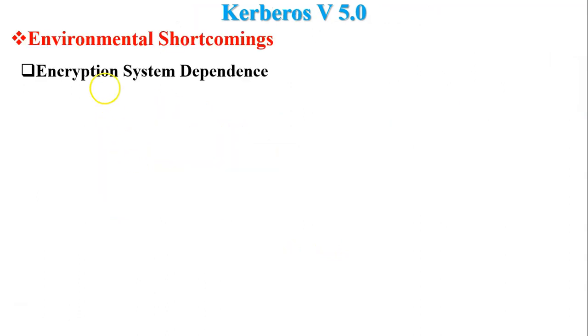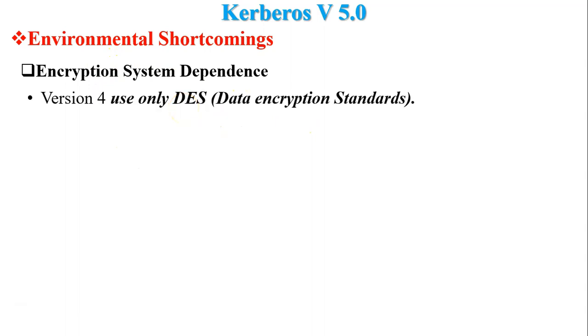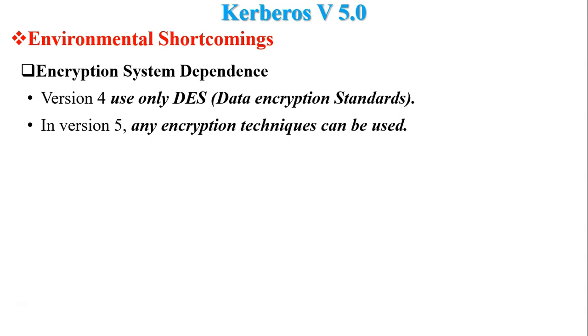The first limitation is encryption system dependence. Kerberos version 4 uses only the DES algorithm. When the DES algorithm was found, at that time it was a very strong algorithm. But nowadays there are many loopholes in the DES algorithm. So it is a limitation of version 4. In Kerberos version 5, any encryption technique can be used, like DES, AES, RC4 or any other symmetric algorithms.